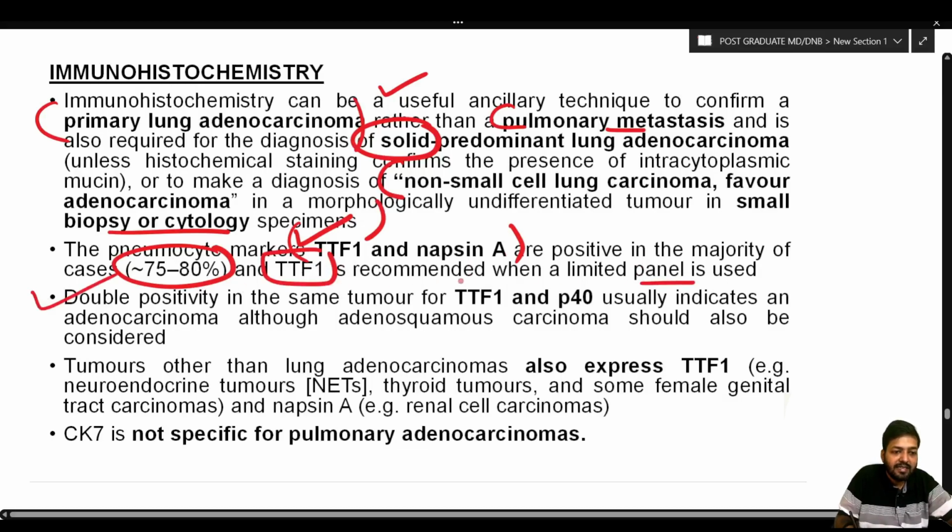Double positivity in the same tumor for TTF1 and P40 usually indicates an adenocarcinoma, although adenosquamous carcinoma should also be considered in that situation. So even if both of them are positive, we should primarily think about adenocarcinoma or adenosquamous carcinoma. Okay, this is what we should see.